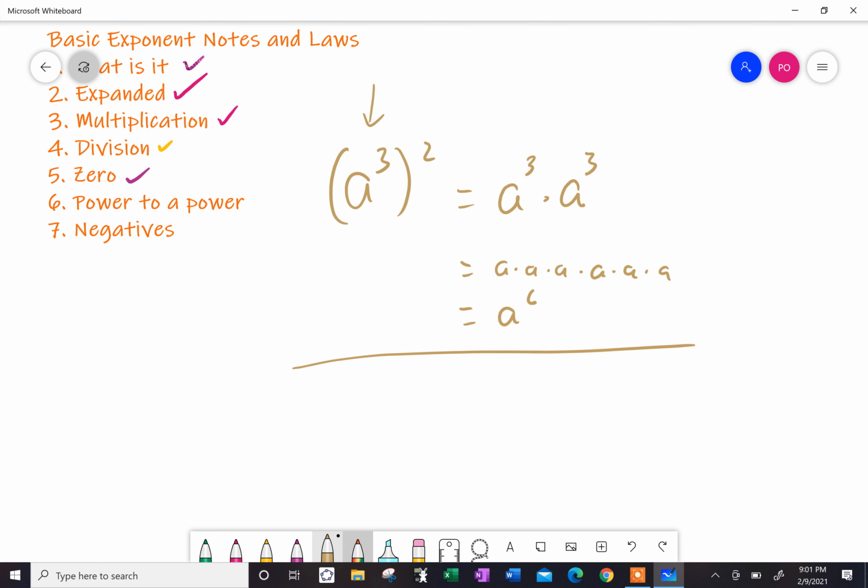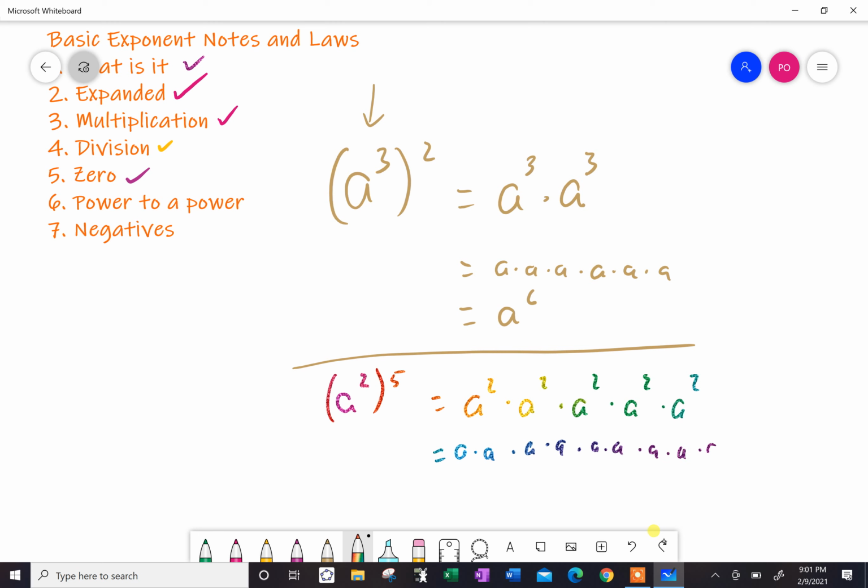I think what I'm hoping you're realizing is, I'll do one more. What if I had a squared to the 5th? I would have a squared times a squared times a squared times a squared times a squared, which is a times a times a times a times a times a times a times a times a times a, right? So those two, those two, those two, those two, those two. And now when we add them all up, we'll get a to the 10th.